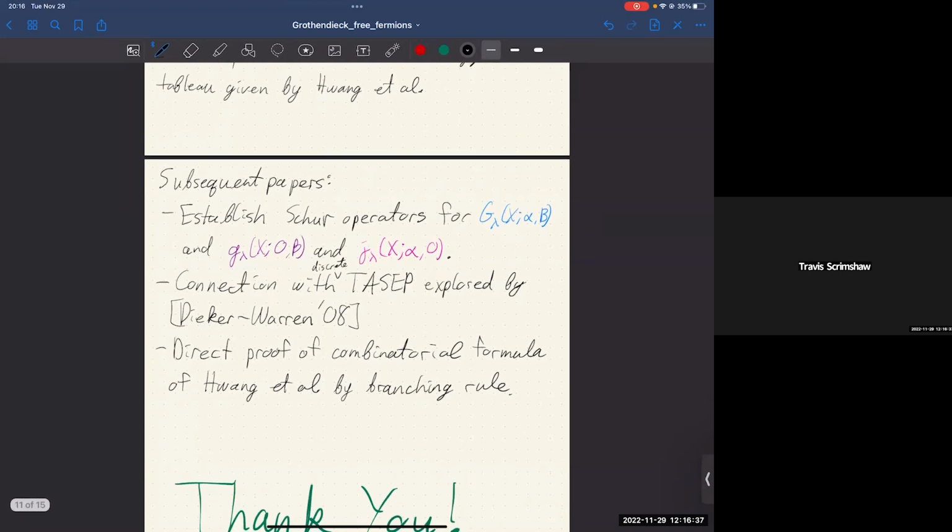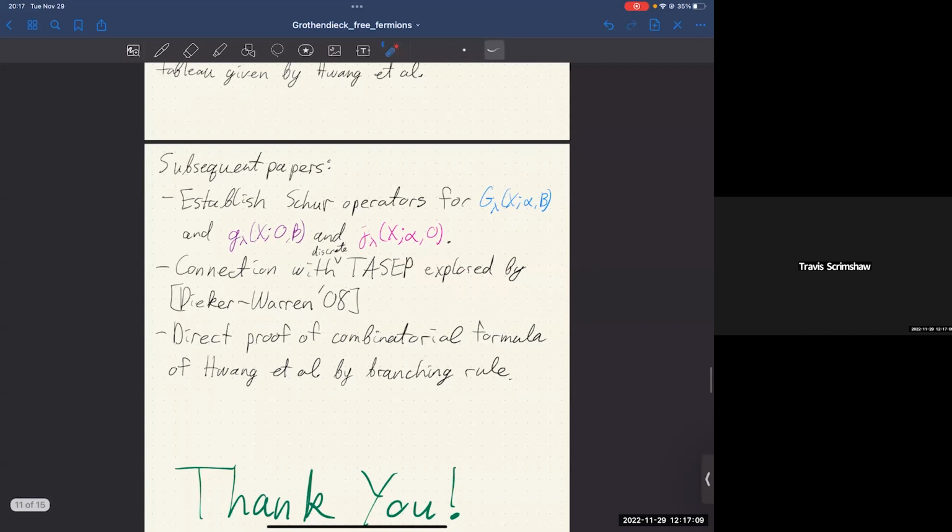And the Schur operators basically encode the local particle dynamics. And the formulas that Decker and Warren had are basically exactly our Jacobi-Trudi formulas, specialized with all of the X parameters to be 1. But yeah, I need another paper to be able to talk about that.